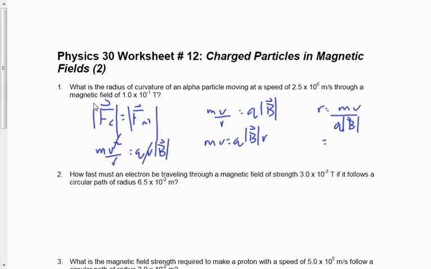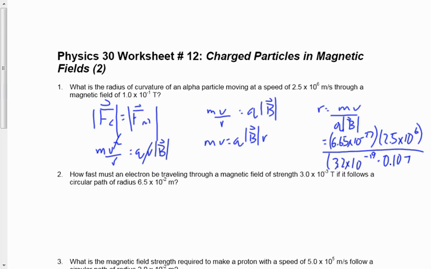It's an alpha particle. The mass is 6.65 times 10 to the minus 27. Got a speed of 2.5 times 10 to the 6. The charge is 3.2 times 10 to the minus 19. And the magnetic field strength is 0.10 Tesla. So let's figure this out on our calculators to make sure that we can do everything correctly.